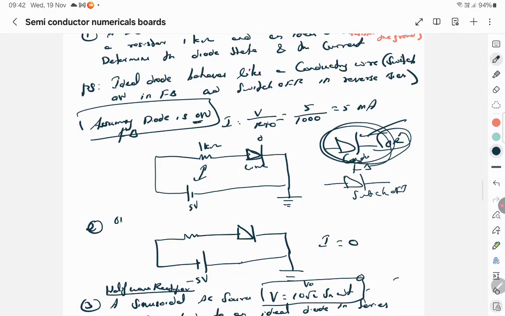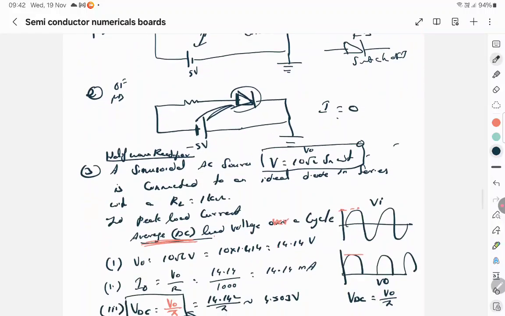If it is switched off, which means it's reverse bias mode. Can you see it's reverse bias? Can you see from the diagram? Yes, positive is connected to N-type. You should identify this is forward bias, this is reverse bias. In this it will behave like a switch which is switched off, so current will be 0.